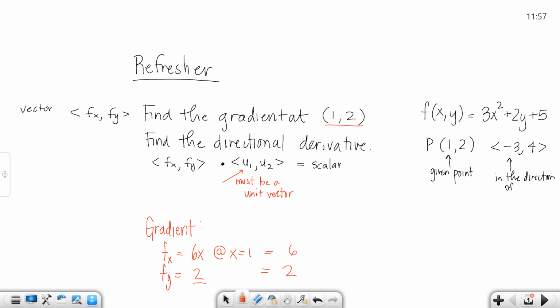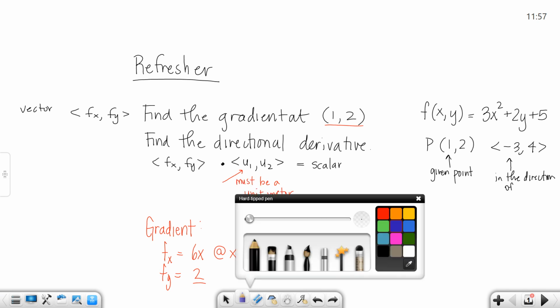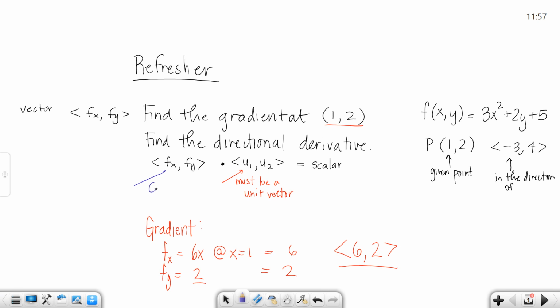But remember, the gradient is a vector, so you have to write it in vector form. So this gradient is (6, 2). Just refreshing your memory, that's how you find the gradient. Now the reason I asked you to do the gradient is that the gradient is a component in the directional derivative. So you can see that I kind of gave you the little formula behind it. This is your gradient.